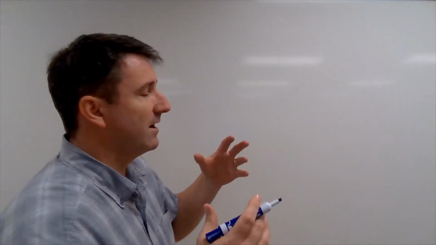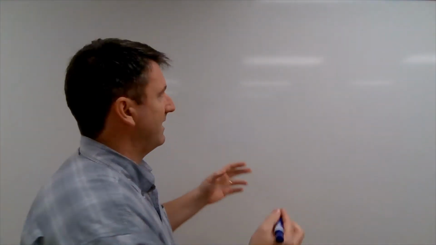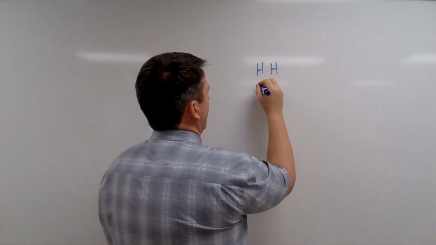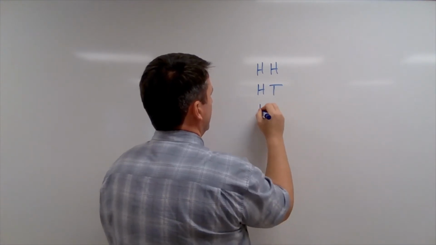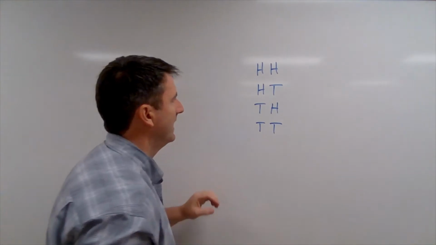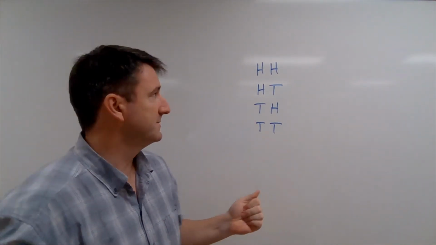The second example asks us to find the probability of getting exactly 1 heads if we flip a coin twice. So again, the assumption is that this is a fair coin, that is, that getting a heads or getting a tails is equally likely. So let's start by listing out all the possible outcomes. The possible outcomes are heads, heads; heads, tails; tails, heads; or tails, tails. So there are 4 possible outcomes.